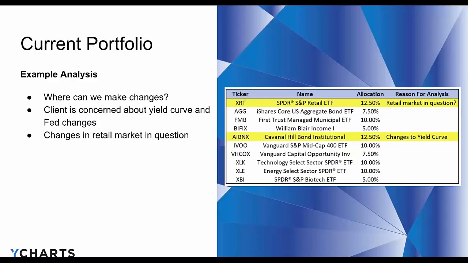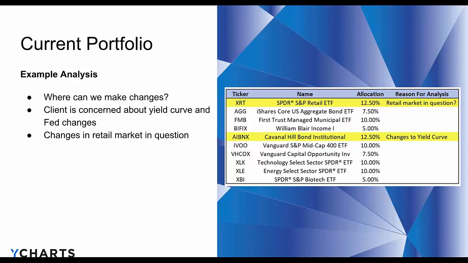So I wanted to go over an example analysis that a lot of you might be doing with your clients. Here's a current sample portfolio where you have about 10 holdings. It's kind of 50-50 equity and fixed income, and you have a client come in that is concerned about the yield curve, some Fed changes, raising rates. Maybe they're seeing a lot of things on the news and wanting to make some changes to their portfolio.